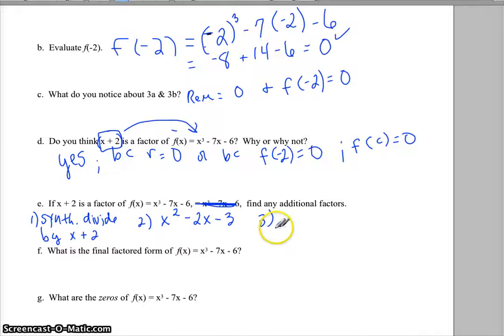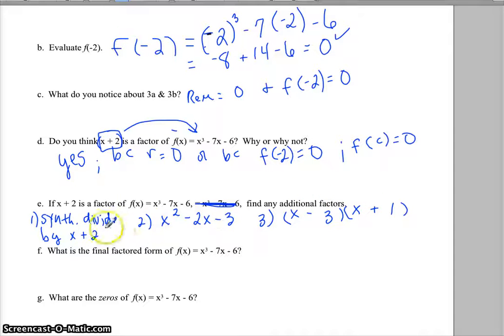Well, we would factor it. So let's see if that factors. X squared factors into x times x. Negative 3 will factor into 3 times 1. We want it to add to a negative and multiply to a positive. So now we have 2 additional factors for our polynomial.